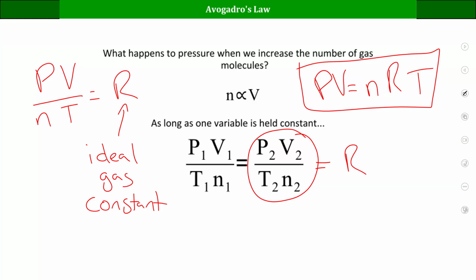And it doesn't matter what the gas is. Doesn't matter if it's oxygen, if it's hydrogen, if it's nitrogen, or if it's CO2, anything. Whatever it is, as long as you know your moles, you know temperature, you know 3 of those variables, you can get the last one.